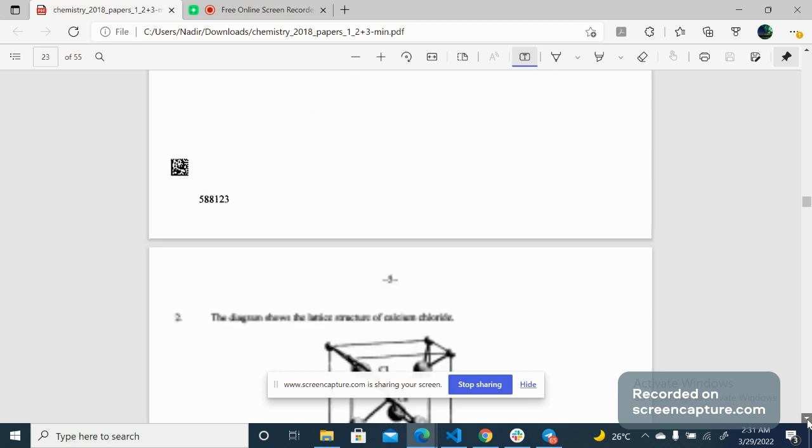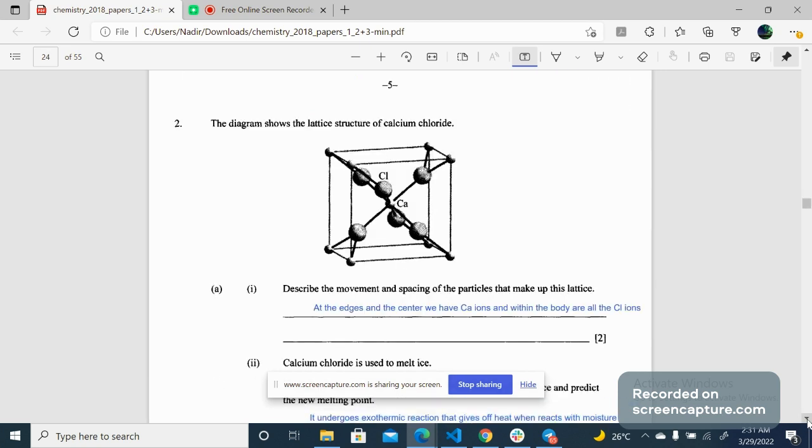Okay, moving on further, we now have the second question, question 2. This was all the first question, and there are so many parts to the first question. Now we have only moved to the second question after answering all those before. And the first thing that is being presented to us is a lattice structure.